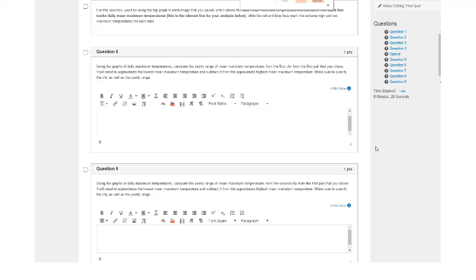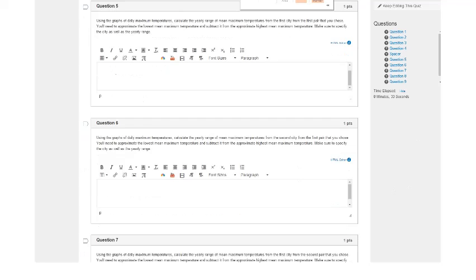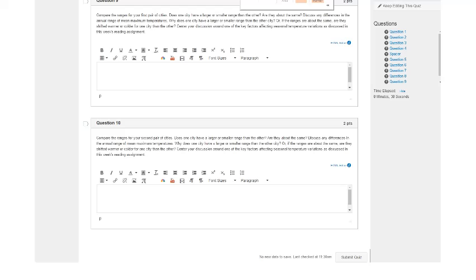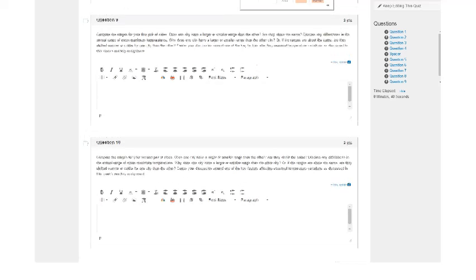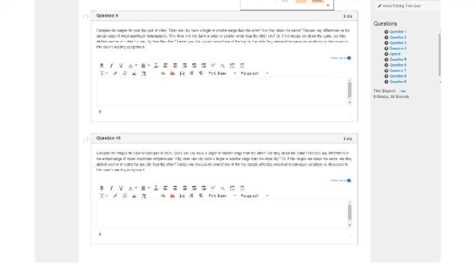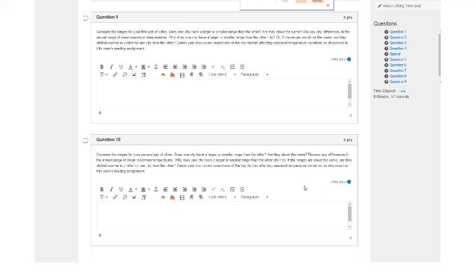You do that whole process for all four of the cities that you chose. So that takes you through questions 5, 6, 7, and 8. And then finally, questions 9 and 10 are sort of a wrap-up. It gives you a chance to give an explanation as to why certain cities have large ranges in their daily maximum temperatures, and other cities you're going to discover don't have much of a difference. These are the places where you get a chance to actually explain.